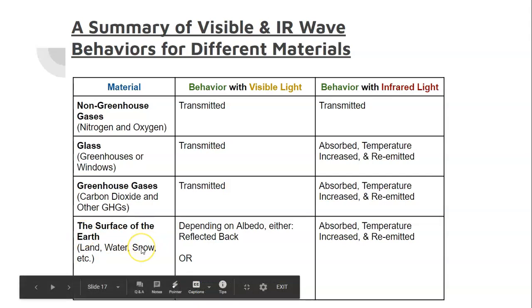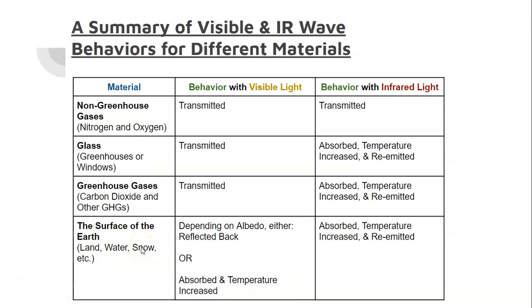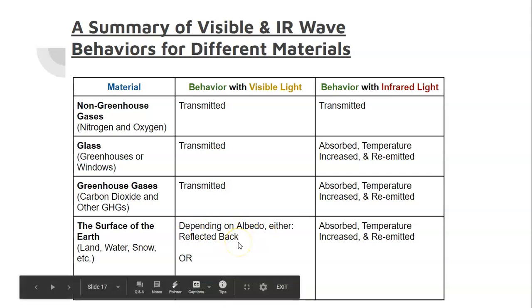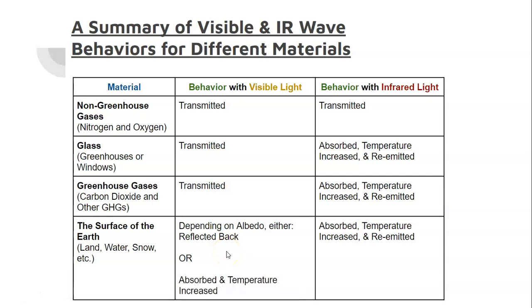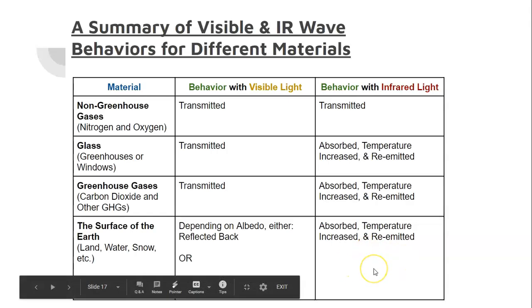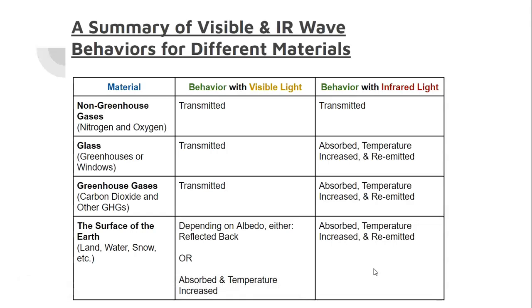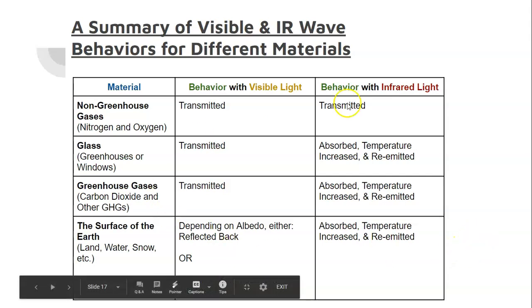And then the surface of Earth, which is opaque, is going to either reflect back visible light or it's going to absorb and increase its temperature for visible light. And then the same is true for infrared light. The surface of the Earth will absorb infrared light, its temperature will increase more, and it will re-emit that infrared light back up into the atmosphere. So hopefully that table is helpful to kind of put this all together.